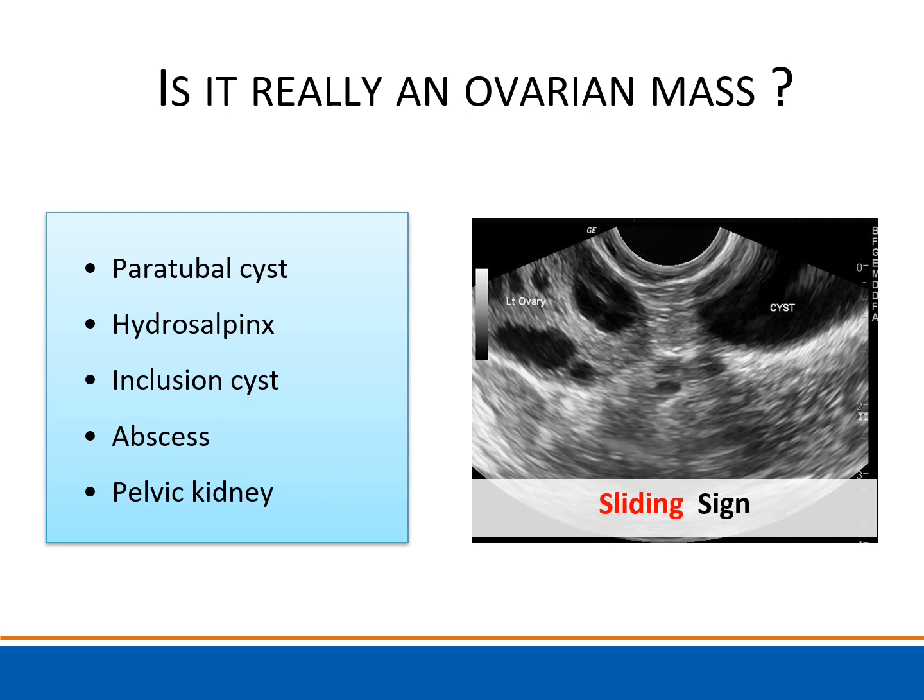The first question to answer before trying to guess whether it's a benign or a malignant mass is, is it really an ovarian mass? There are many other differential diagnoses which you can mistake for an ovarian tumor, such as a paratubal cyst, a hydrosalpinx, an inclusion cyst following previous surgery, a pelvic abscess, and a pelvic kidney. The easiest way to detect whether the mass is ovarian or not is to use the sliding sign. That is, you push the endovaginal ultrasound probe slightly deeper into the pelvis, and if it is not an ovarian mass, it will slide away from the ovary. If it moves with the ovary, it is most likely an ovarian tumor.